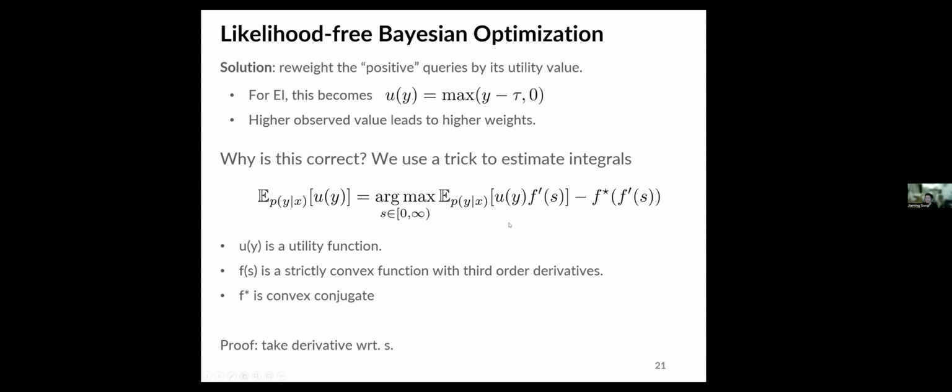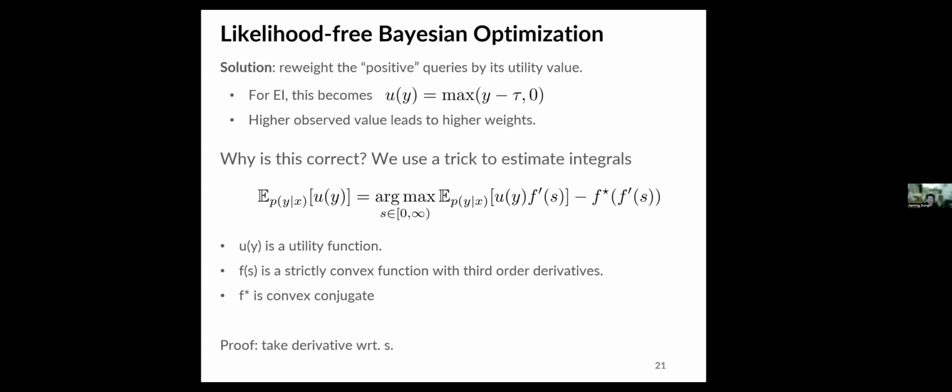And this objective function may seem quite unwieldy, but basically on the left-hand side, we have an expectation over P of y given x as well, but there is a utility associated with it. On the right-hand side, there is something else. But basically here is where our weights of using u of y as the weights emerge. Here, u of y is the utility function. f of s, pardon me for reusing the notation here, is the f function from the f divergence. Here we assume it's a strictly convex function with third order derivatives, and f star is the convex conjugate.